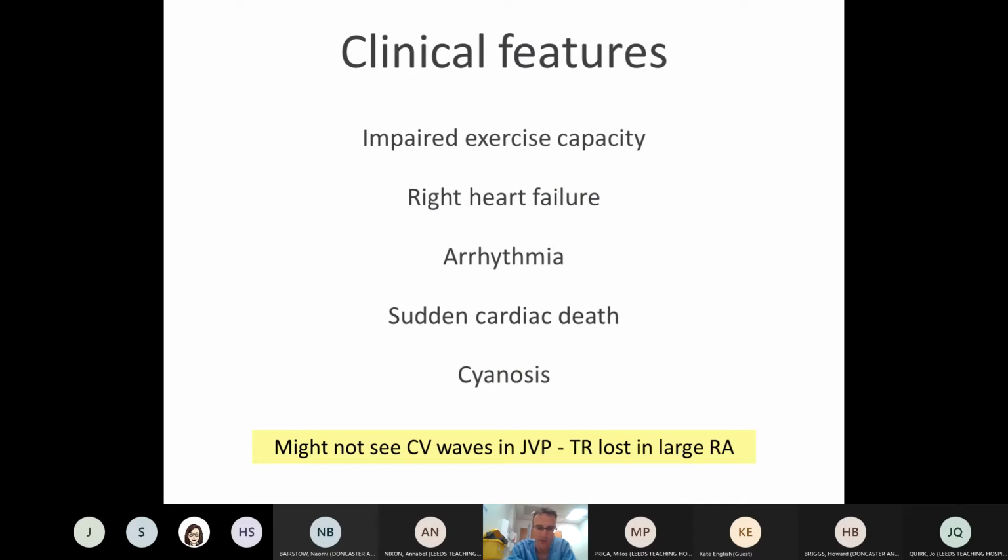And so the clinical features of Ebstein's, unsurprisingly, are impaired exercise capacity, right heart failure. I'll talk a little bit more about arrhythmia. There is a small incidence of sudden cardiac death and cyanosis, which I'll talk about as well. And then clinically, I suppose the usual sign of tricuspid regurgitation is CV waves in the JVP, but actually you might not see them because effectively it's lost in this enormous right atrium.